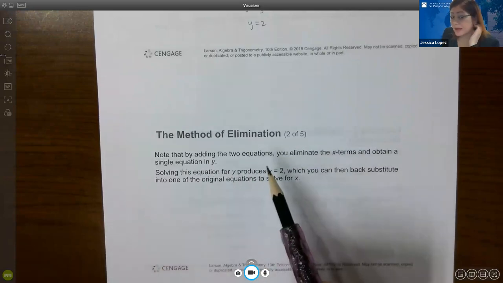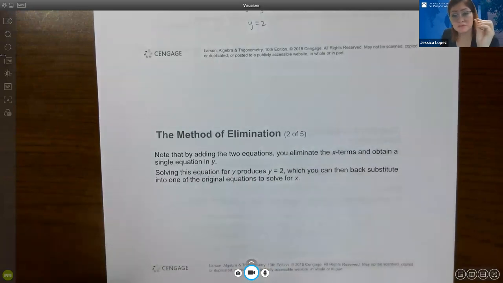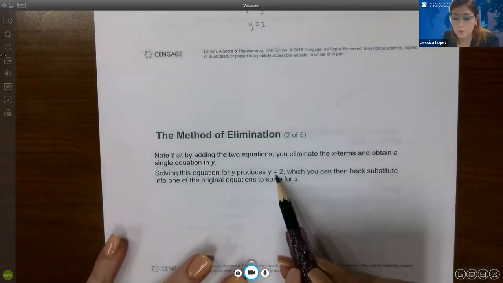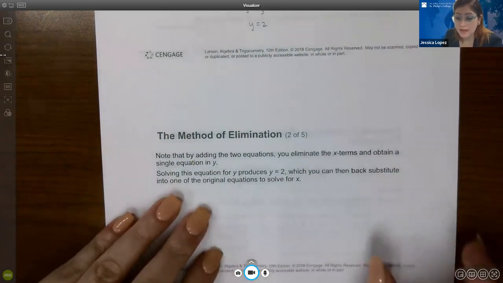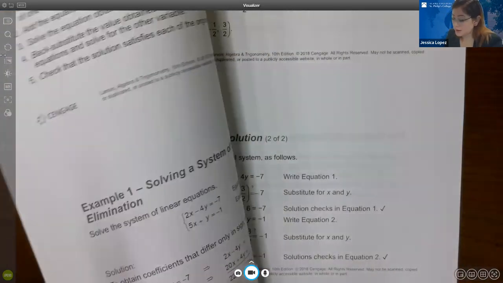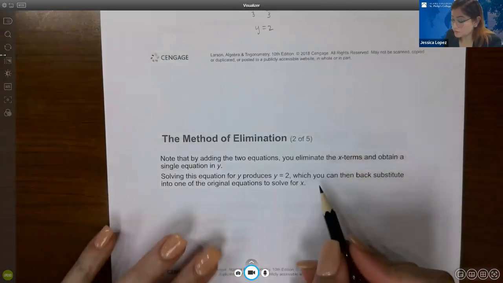So note that by adding the two equations with those specific kind of coefficients, the x terms do eliminate, and you obtain an equation that just has one variable in it, which happens to be y in this case, okay? And if you solve that equation for y like I did, you end up with y equal to 2. And that can be substituted back into one of the equations to solve for x.